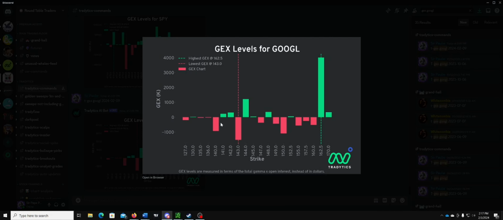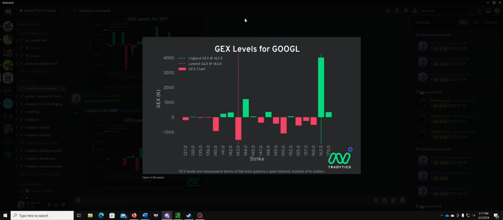140 is the red bar here, right? So don't forget, red bar is support. These two bars will push it down, and these green bars, once the price gets to 142, which it is now, will repel the price further down into here, and then into support of 140. So we can expect Google very possibly to go down to 140 Monday.